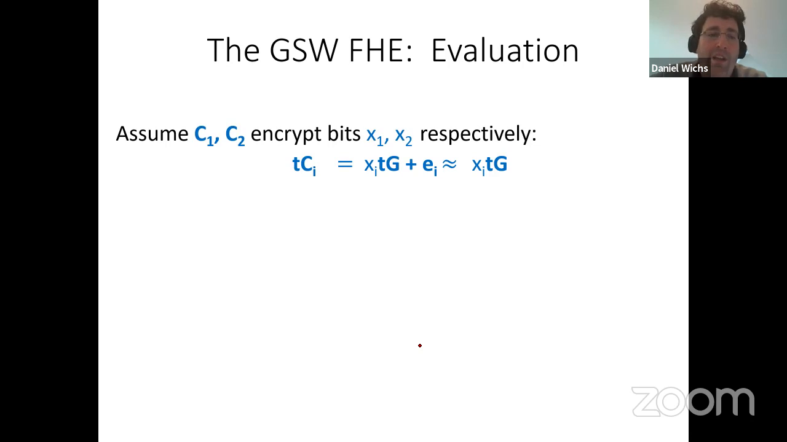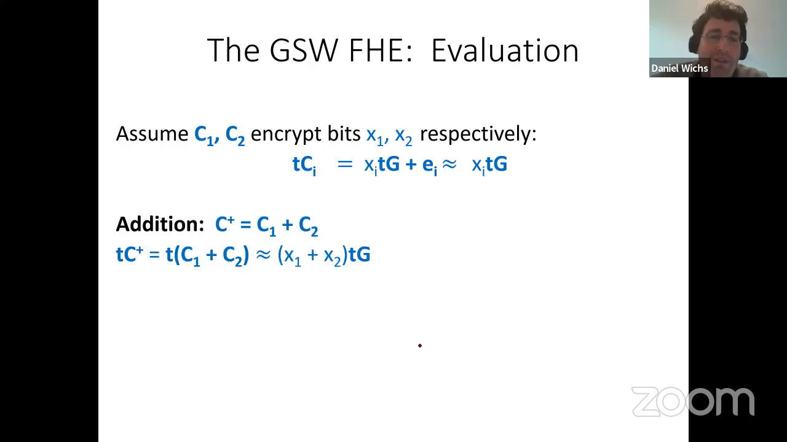So here are two ciphertexts that encrypt some bits x1 and x2. And I want to derive a ciphertext that encrypts the sum of the bits as well as the product of the bits. So addition is really easy. I'm just going to add the ciphertexts. And you can see that the same property holds: the resulting ciphertext just encrypts the sum of the bits. If I multiply it by the secret key on the left, I get x1 plus x2 times t times g, which was the property I wanted.